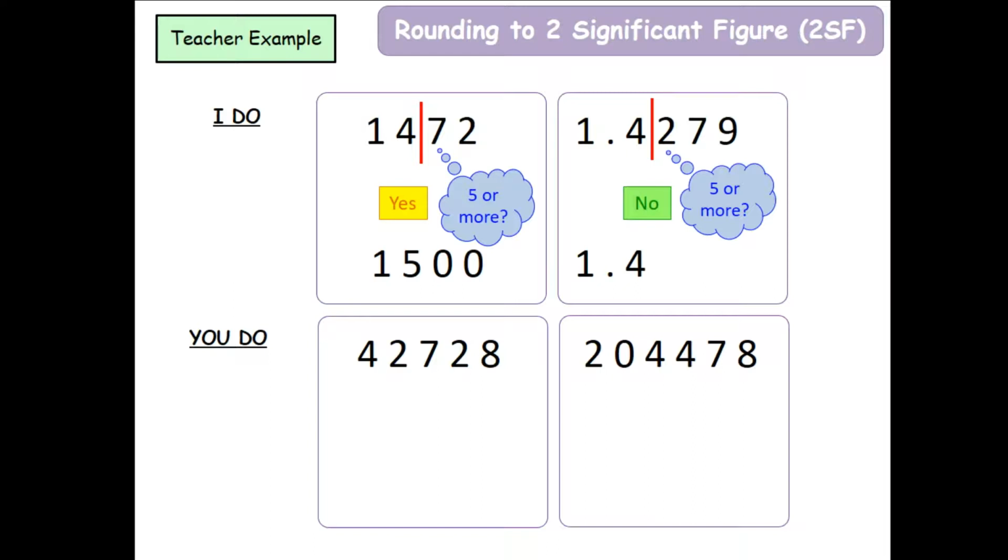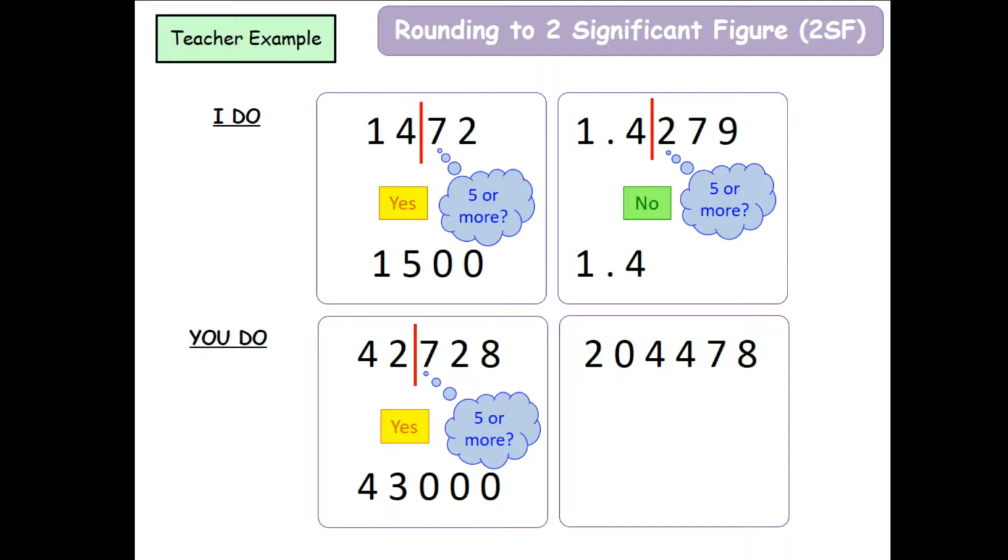Okay, so for this first question, I will draw my line between the 2 and the 7, because 2 is my second significant figure. Now we're looking at the 7. Is 7 5 or more? Yes. So now my 2 rounds up to 3 and everything else after it turns into a 0. So my answer is 43,000.